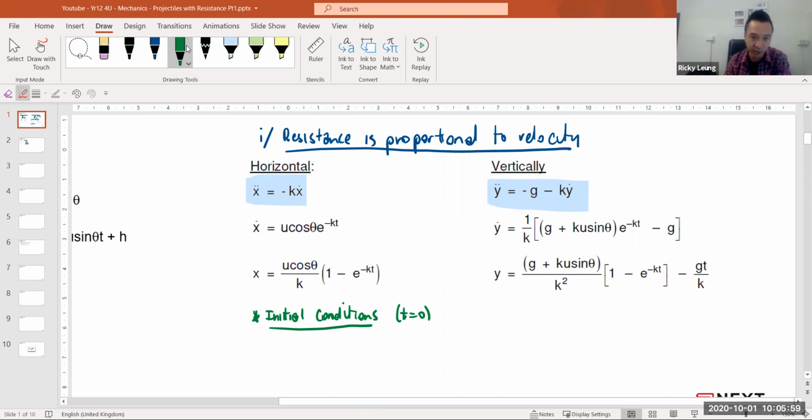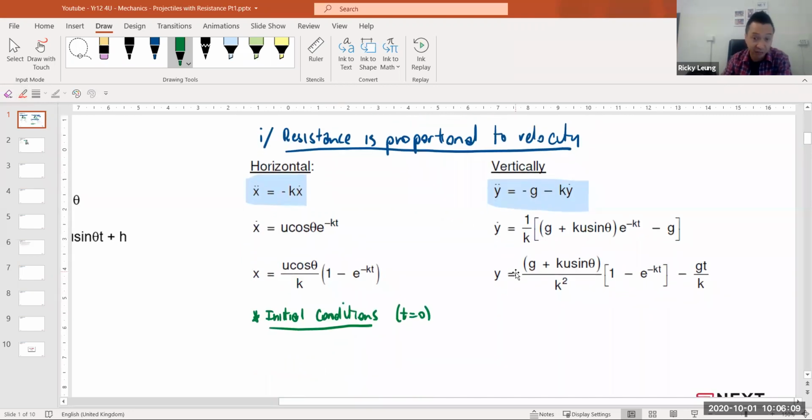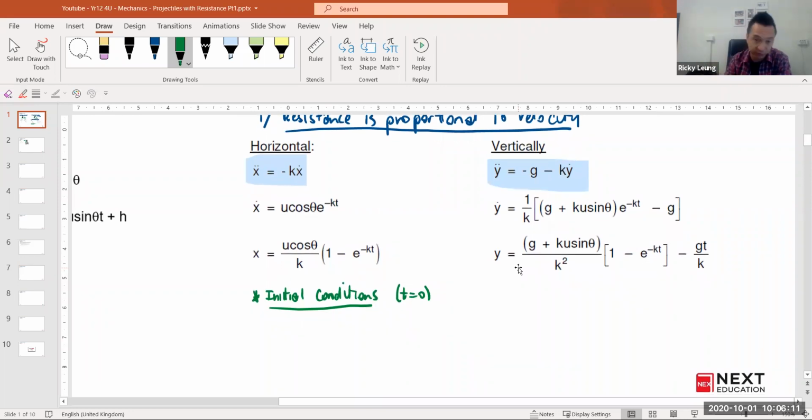So initially, because we're assuming for this particular question that everything starts at the origin, now you can have elevation, etc. on certain questions, but for simplification for this series of formulae, let's assume when t equals 0, horizontally and vertically, it starts at the origin. So that's displacement, initial conditions.